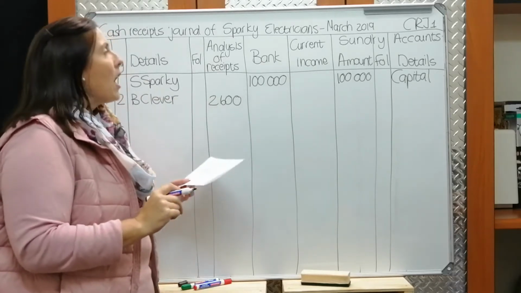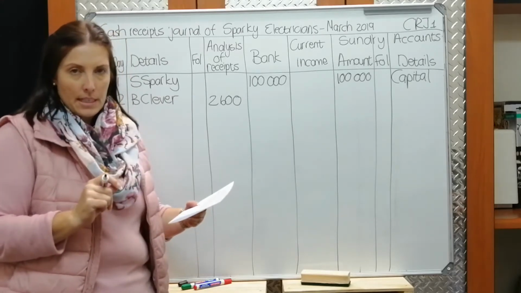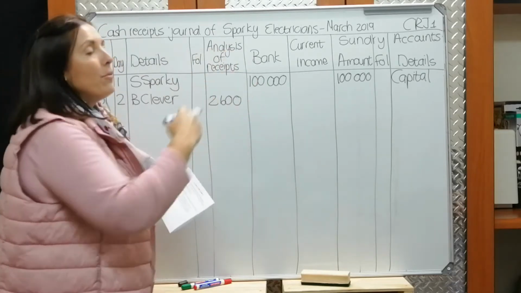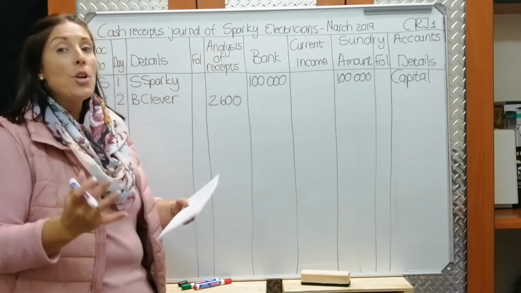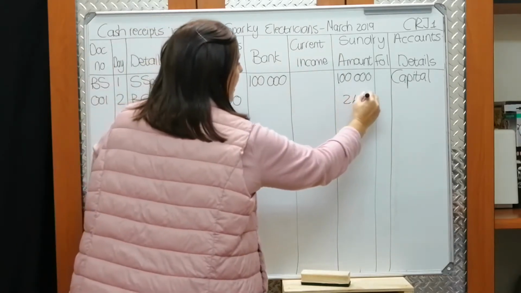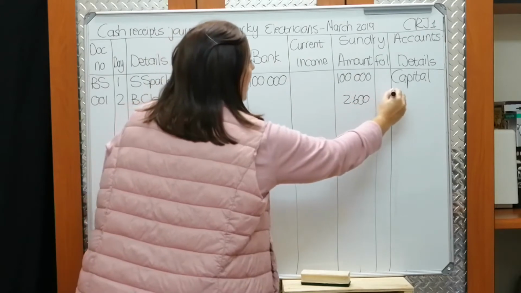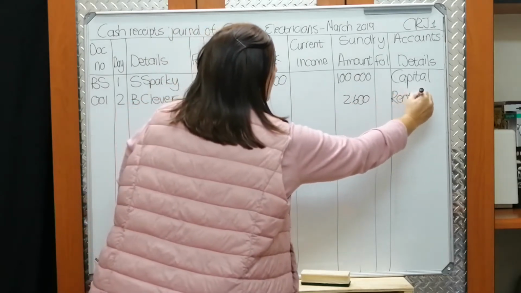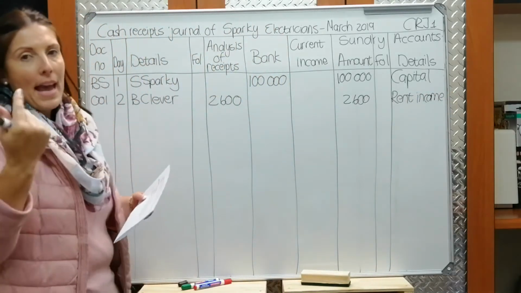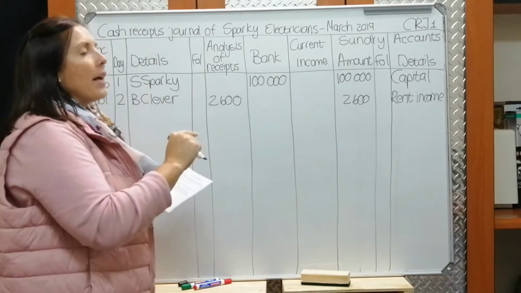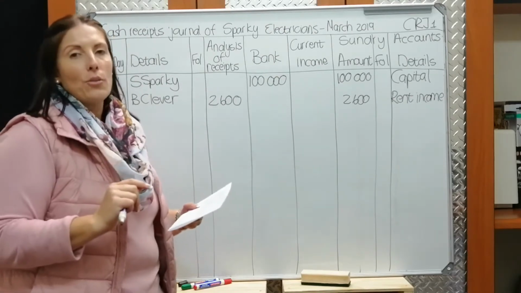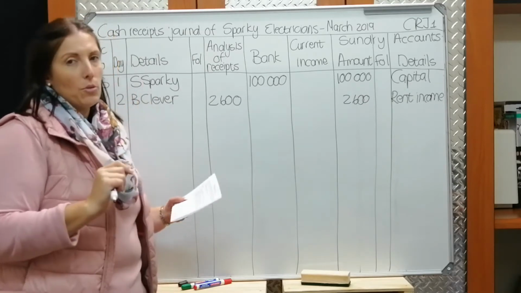Right, then you ask yourself, why did we receive this 2,600 rand? Because the tenant paid us rent. Is there a column for rent income in our CRJ? No. So therefore we move over to the sundry accounts. 2,600. We leave the folio column for now and we state the name of the account. Now remember, in a business we can have rent income and rent expense. So please don't just write rent income, so that you don't get confused, especially when we do posting to the ledger.